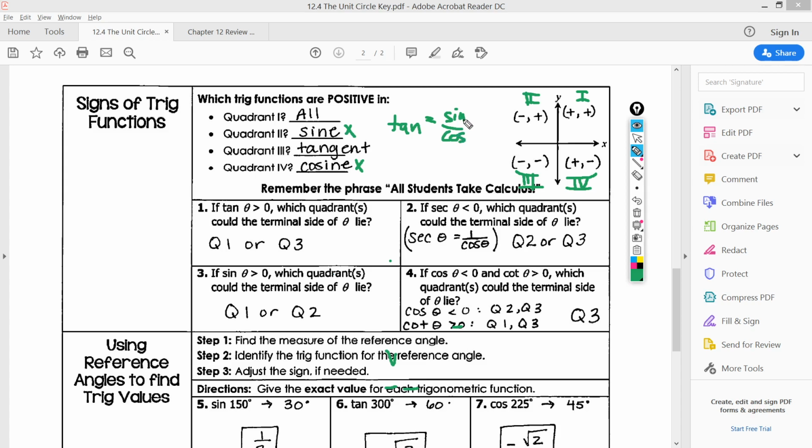And you guys know the rules for dividing negatives and positives. Well, if I'm in quadrant 1, my sine is positive and my cosine is positive. Positive divided by positive is positive. In quadrant 2, cosine's negative, sine is positive. So what's a positive divided by a negative? It's a negative. If I have a negative, negative divided by a negative is a positive. And in quadrant 4, if I do a negative divided by a positive, that's a negative.